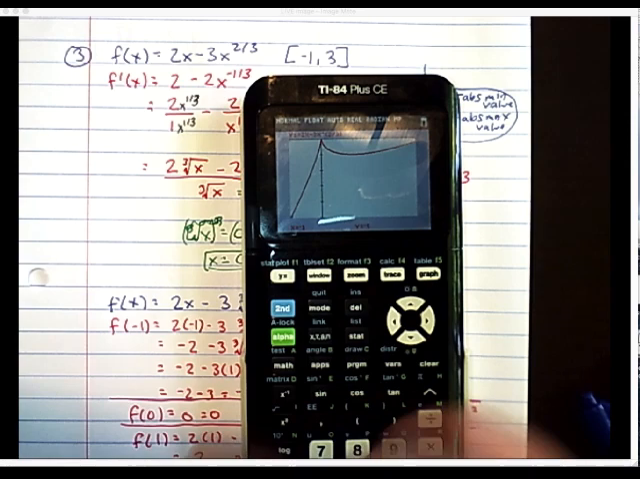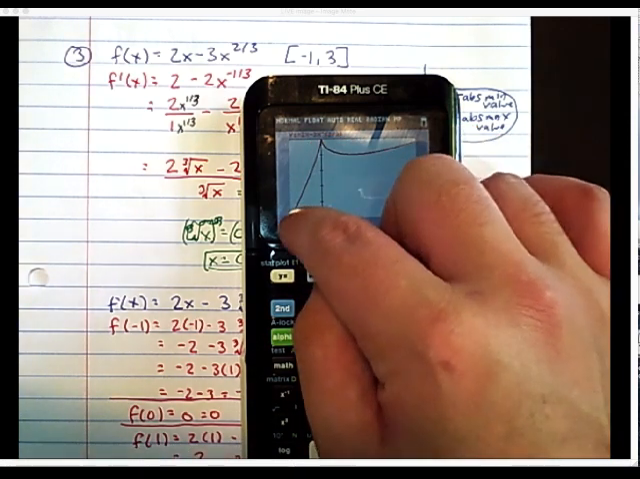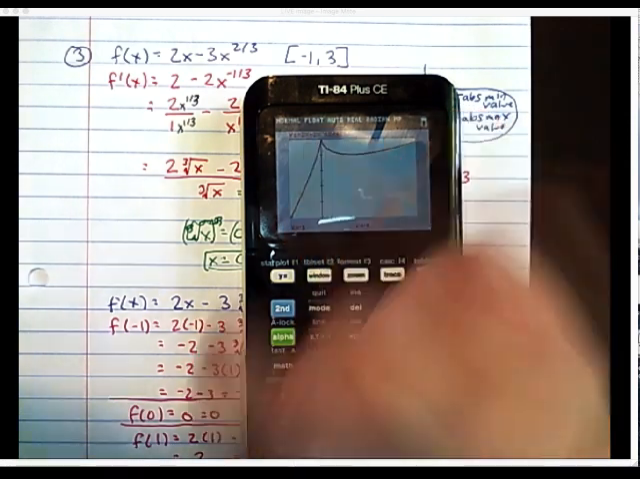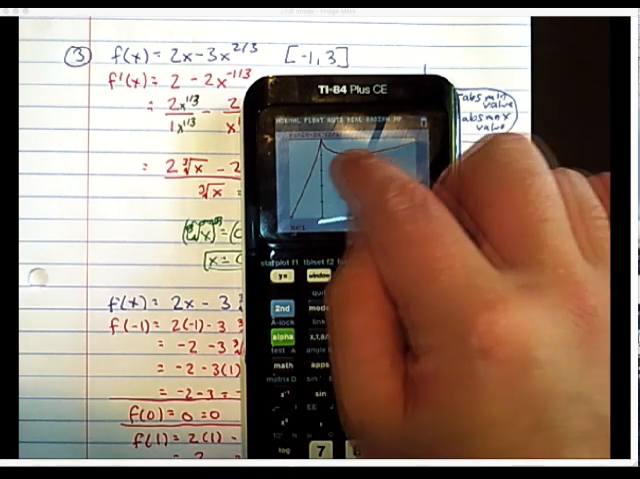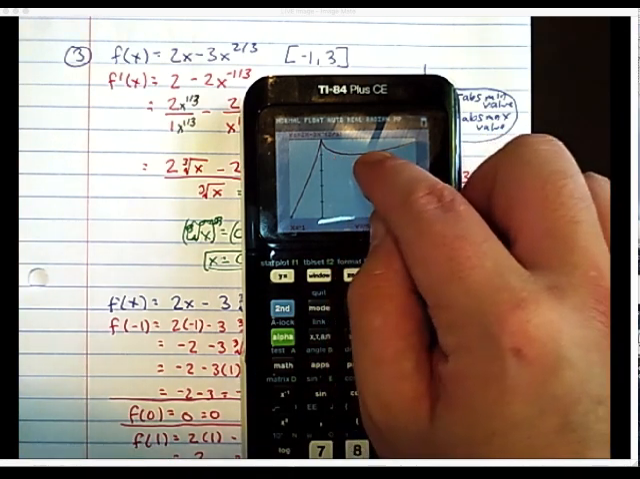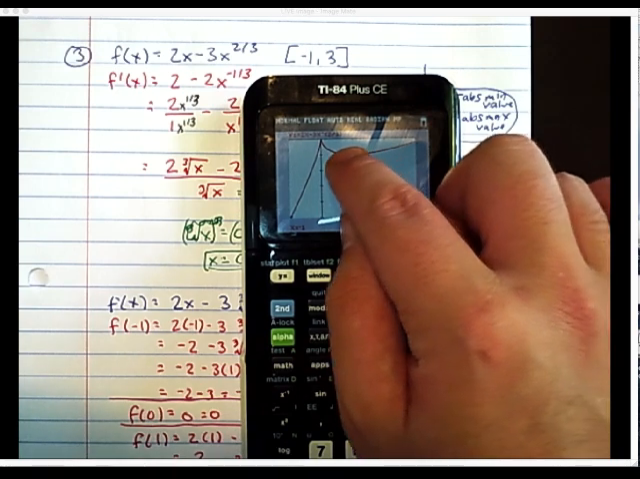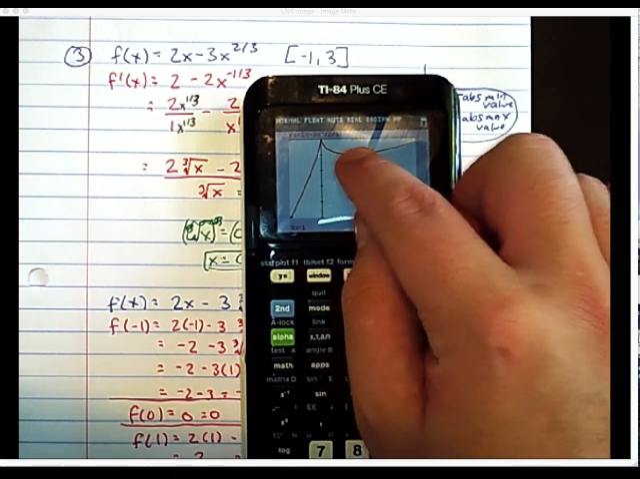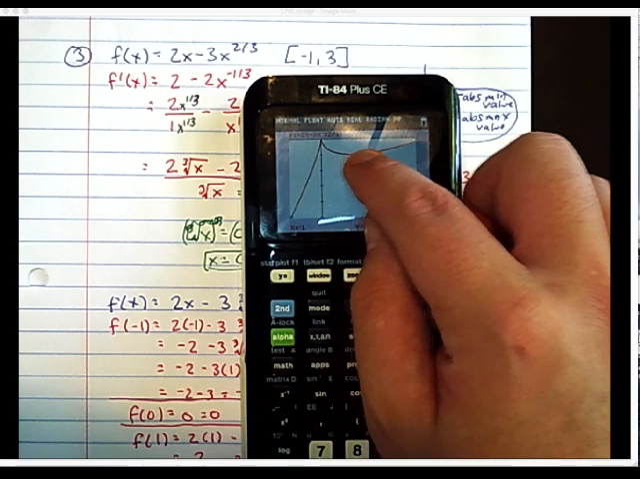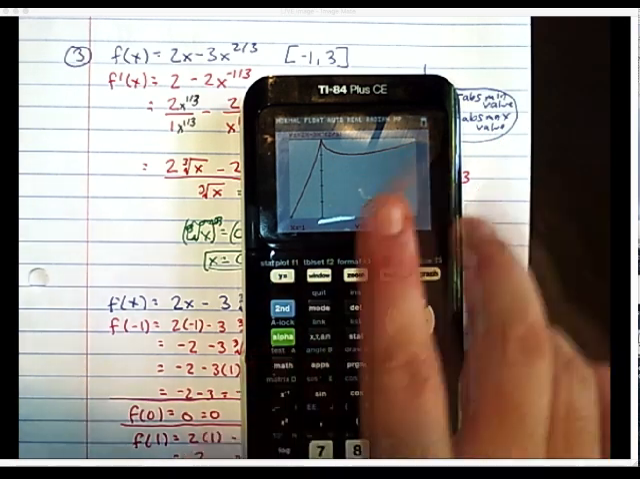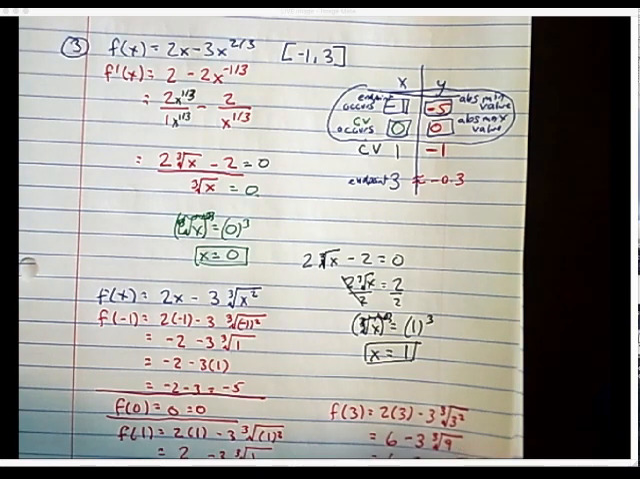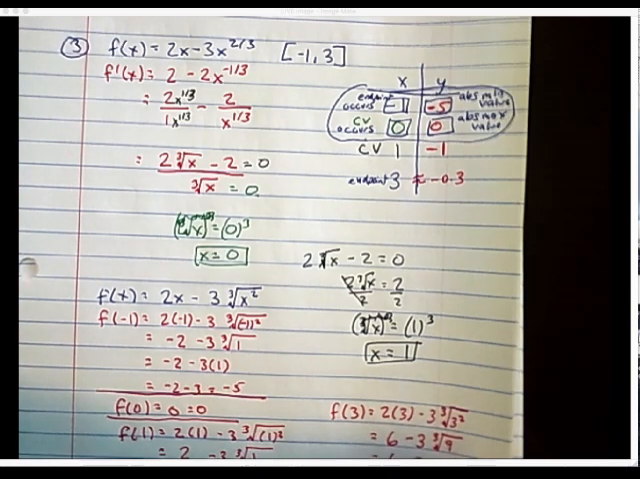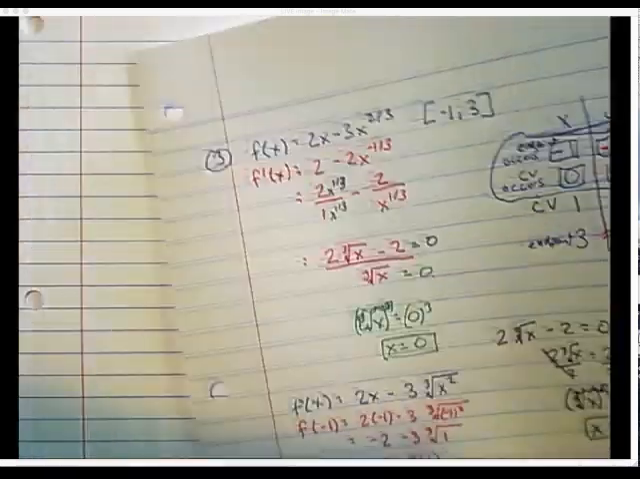Why was 0 a critical value? Because the derivative's undefined there. There's a cusp there. Why does the derivative equal 0 at an x value of 1? Because that's a relative minimum. All right. So here's the process we have to go through to find the absolute high points and low points on a graph.